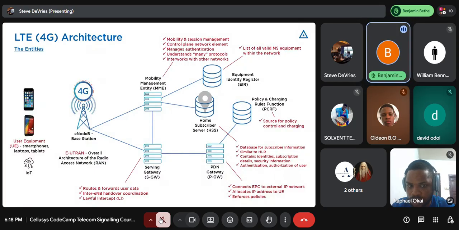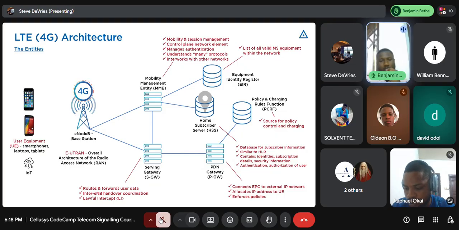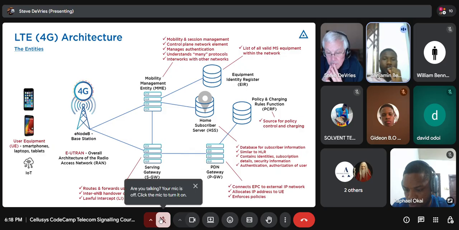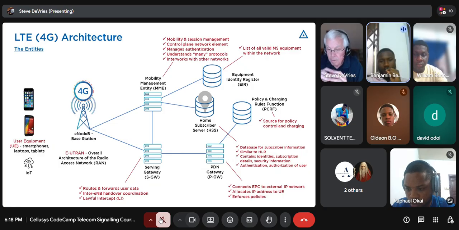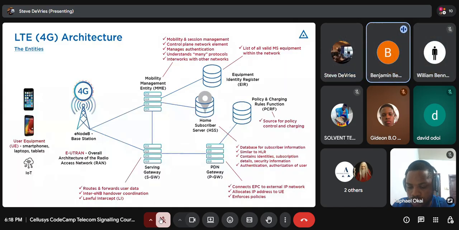So with the circuit switching you mentioned that the mobile switch was responsible for the handling where a user is moving from place to place. So the MSC was responsible for the handovers. So can we say in this case that the serving gateway is the same as the MSC?